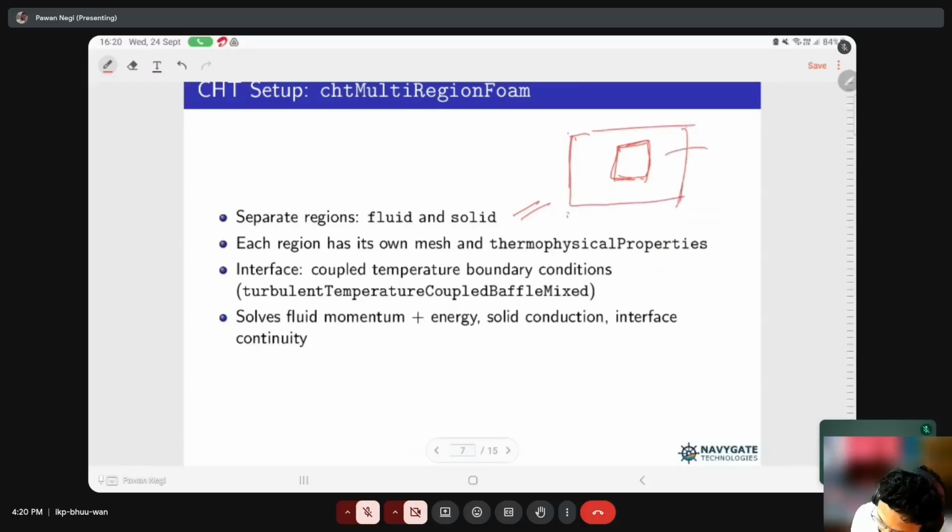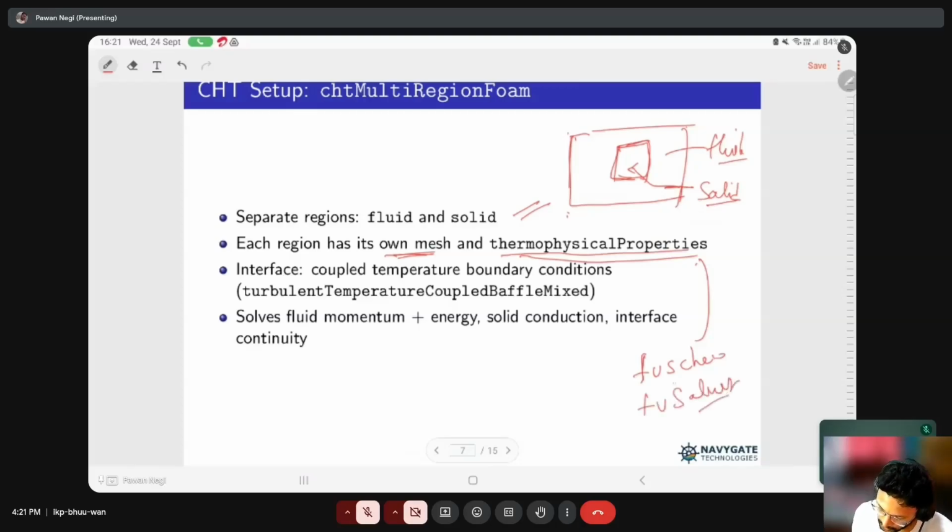This domain we'll call fluid, and this domain we'll call solid. So there are two regions. Each region has its own mesh and own thermophysical quantity, and in fact its own set of schemes. That means FE scheme and FE solver as well. So you can just solve temperature here, but you can solve for velocity, pressure and everything here. You can have different schemes working in different regions as well.